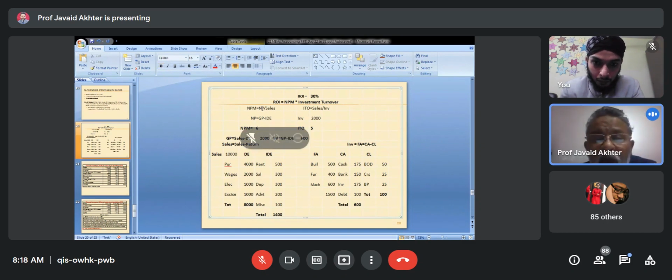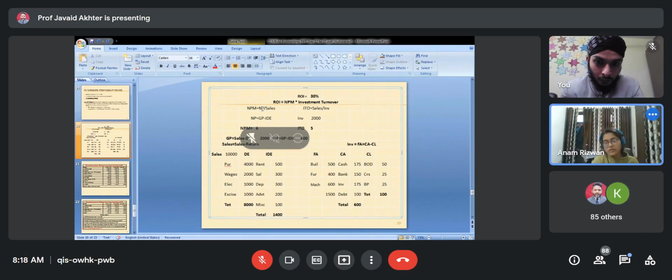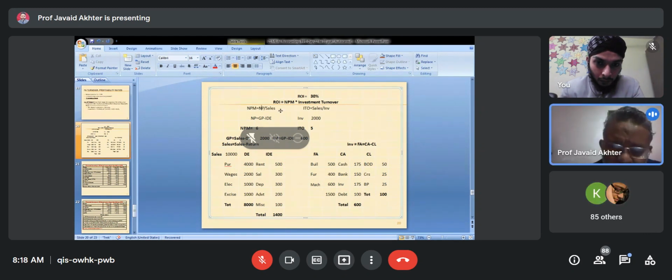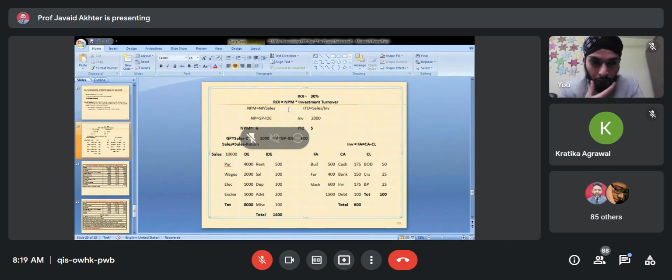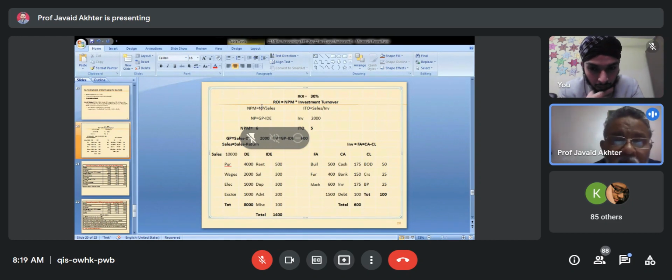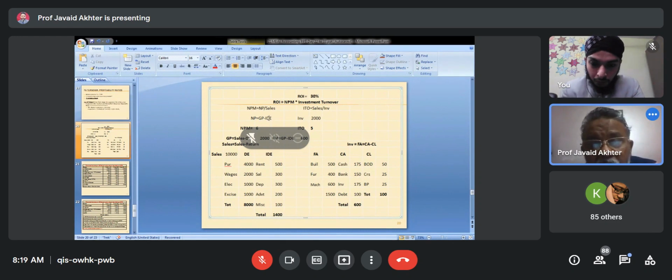What is net profit margin? In the next line, I have written net profit margin is equal to net profit upon sales into 100. I'm just avoiding 100 because we are calculating in times. Doesn't matter. Mathematically, it will give you the same result. What is investment turnover? Sales divided by investment. Okay, go step by step. I have mentioned here net profit. What is net profit? Net profit is equal to gross profit minus indirect expense. Correct? What is investment turnover? Sales divided by investment. And what is investment?